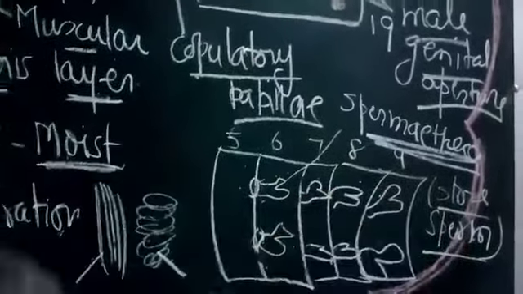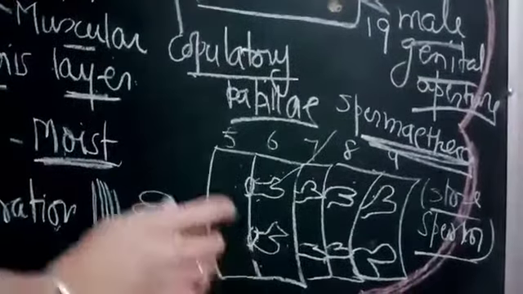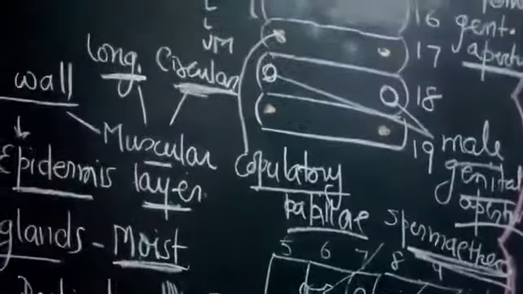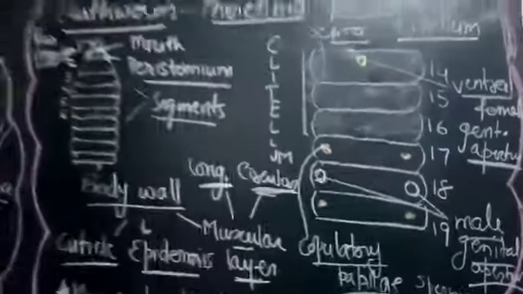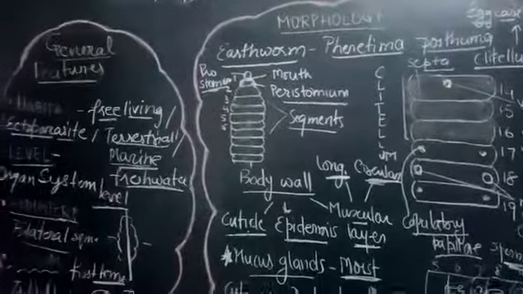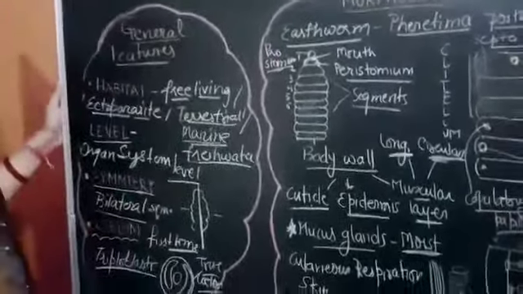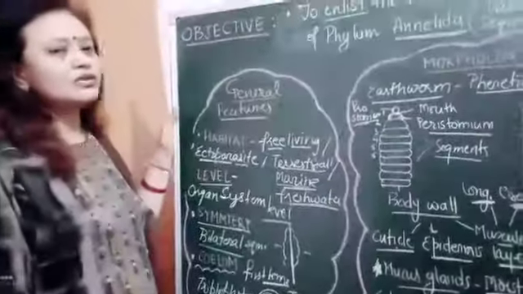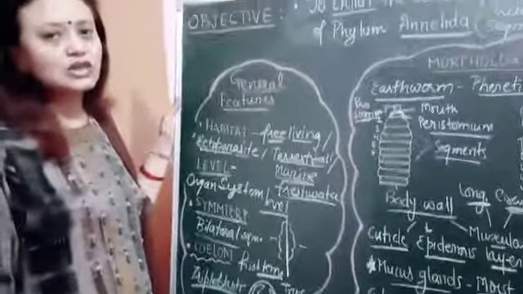What is the function of these spermatheca? They store the sperm. So this is a general idea about the morphology of the earthworm. Please keep in mind the different parts, their location and their significance. In the next part, we will discuss the various systems associated with this phylum.